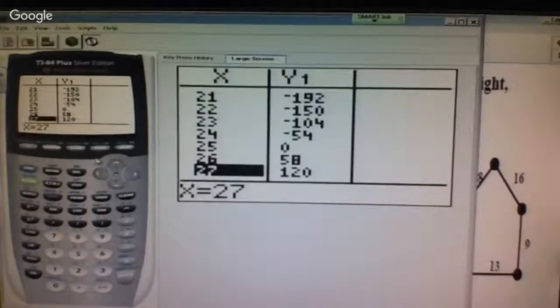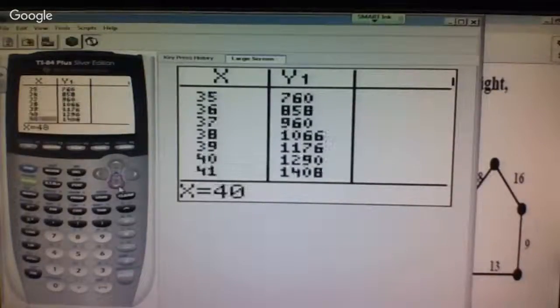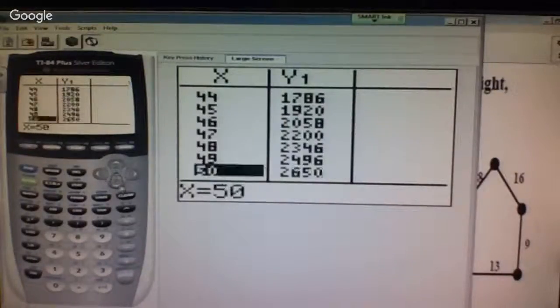Okay, and then the last question wants to know how much money have we made if we sold 50 meals. So you want to find when X is 50. You can use your table and find when X is 50. You said 2,650? So that would be 2,650. No. Negative 150.